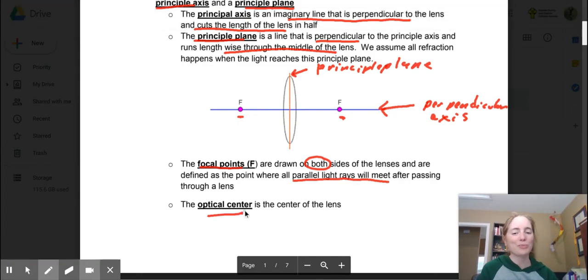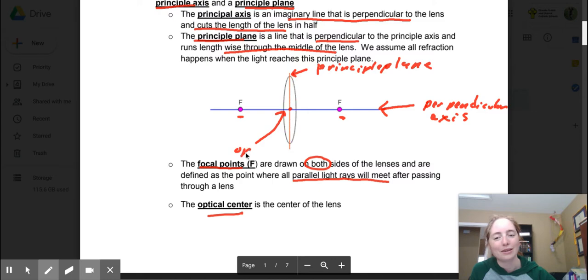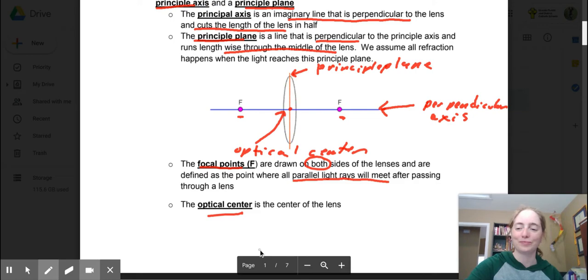And of course, our optical center, just like it sounds, is right in the very middle of that lens. So our optical center is that dot right there.